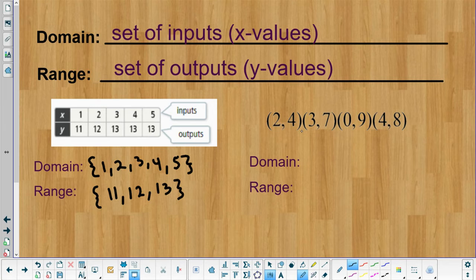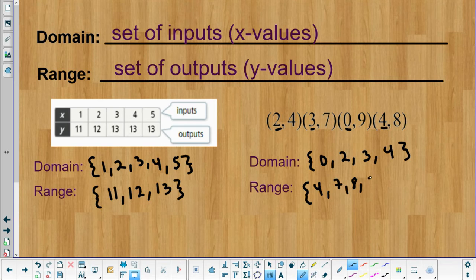We do the same thing with ordered pairs. So domains are all of our X values. So I'm again going to put them in order from least to greatest. My smallest is 0, 2, 3, and 4. All right. Now my Y values, I'm also going to put in order from least to greatest. So it looks like 4, 7, 8, and 9.